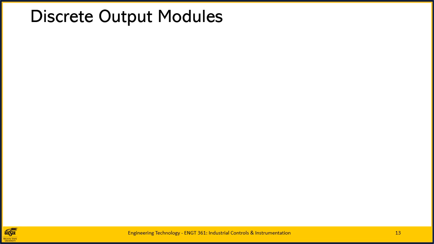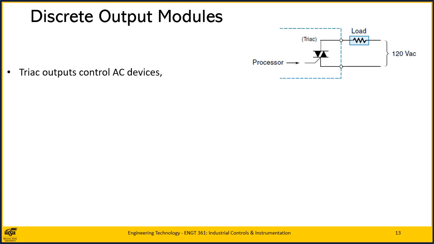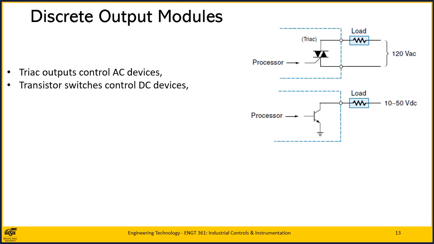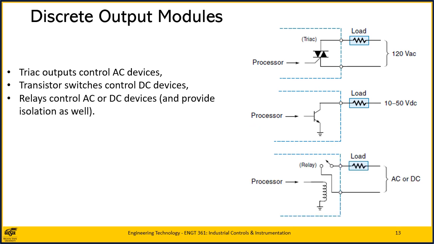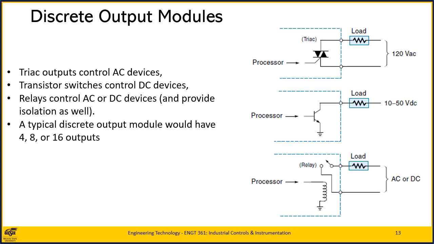Discrete output modules provide on-off signals to drive lamps, relays, small motors, motor starters, and other devices. Several types of output ports are available. Triac outputs control AC devices. Transistor switches control DC devices. And relays control AC or DC devices and provide isolation as well. A typical discrete output module would have 4, 8, or 16 outputs.